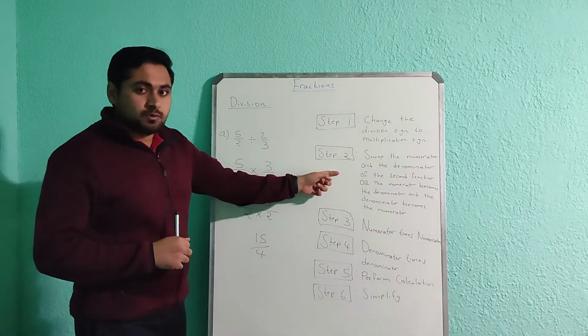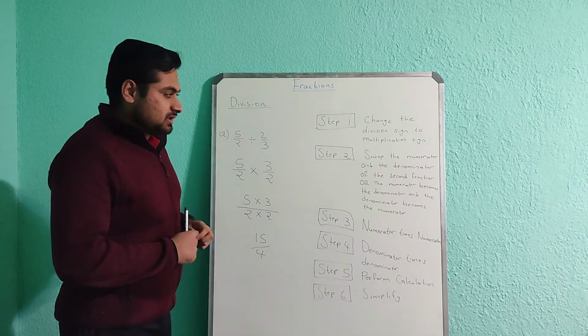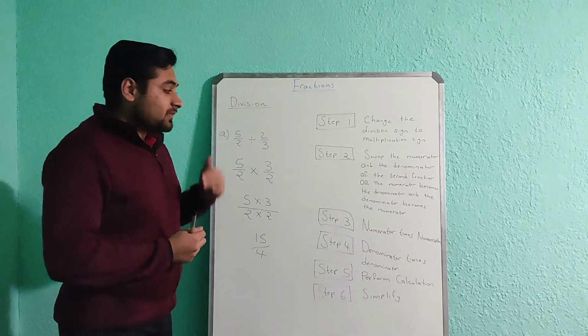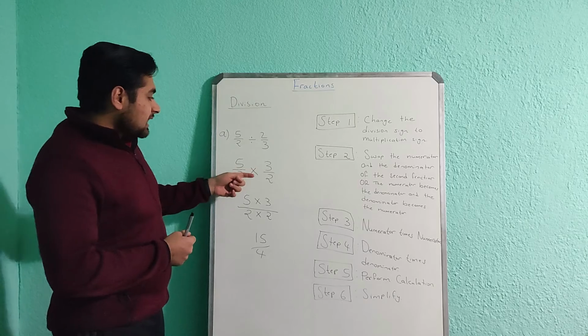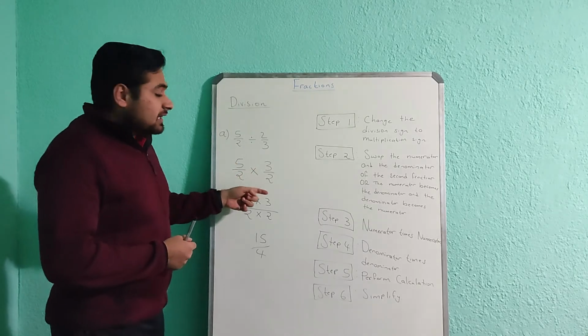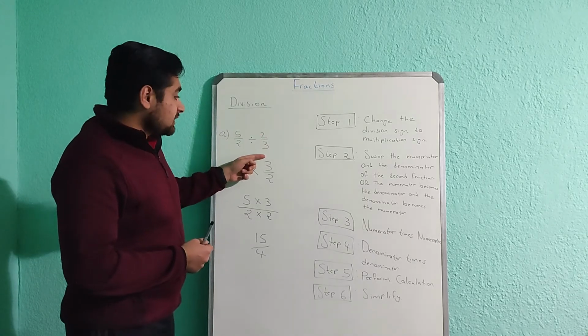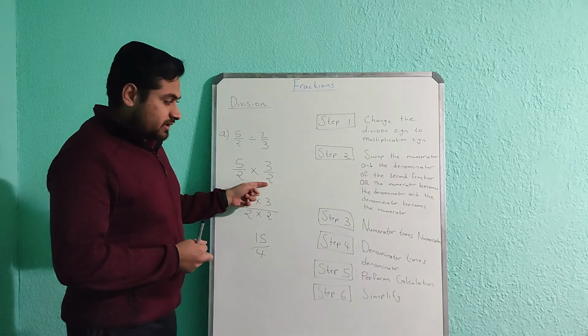Now step 2. Swap the numerator and the denominator of the second fraction, or as we called it, the numerator becomes the denominator and the denominator becomes the numerator. So if you change the sign from division to multiplication, it means the next step is to swap this fraction. If we swap this fraction, we get 3 as our numerator and 2 as our denominator.